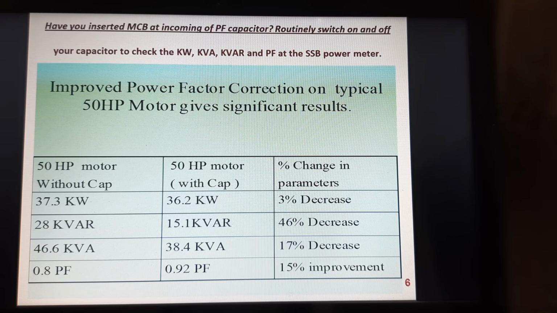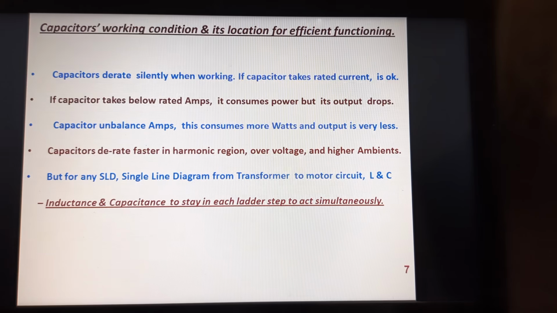So your capacitors need to be checked routinely every month to assure that you are achieving the above parameters in each and every load-end compensation capacitor of your motor control panels. The capacitor's working condition and its location for efficient functioning, you address that first. Capacitors always derate silently. We will not be able to know how and why they are getting derated, but they get derated silently. If the capacitor takes the rated current in amps, say a 25 kVAR capacitor takes around 33 amps, it is okay.